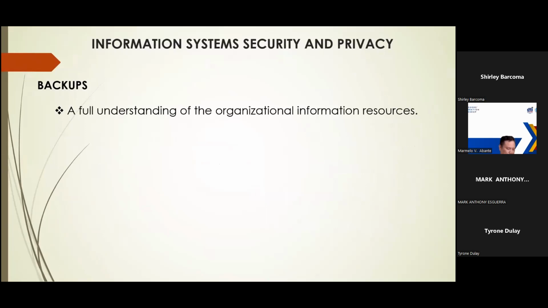Where is it stored? Some data may be stored on the organization's servers, other data on users' hard drives, some in the cloud, and some on third-party sites. So an organization should make a full inventory of all the information that needs to be backed up and determine the best way to back it up.